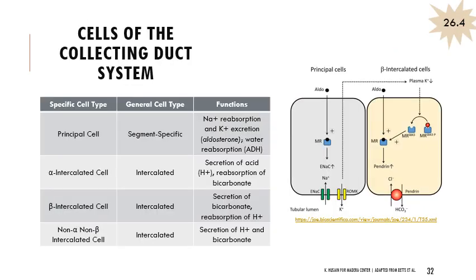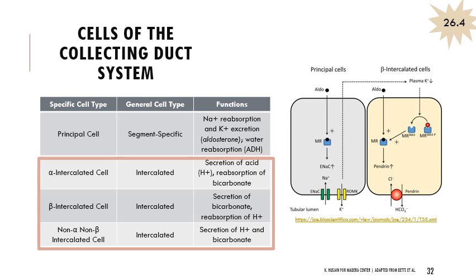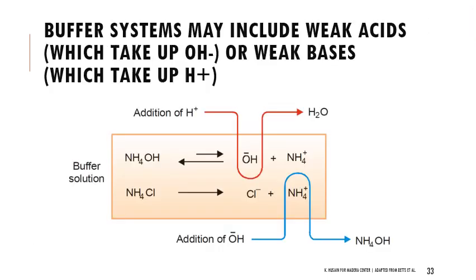Okay, so remember we saw this slide earlier and we talked about principal cells versus intercalated cells. Principal cells are very important for electrolyte and fluid balance, whereas intercalated cells are more about acid-base balance. So we're going to talk about acid-base balance next.